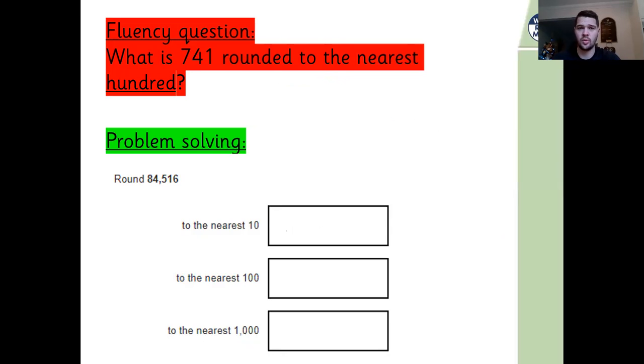What is 741 rounded to the nearest 100? As a quick fluency, and as a problem solving, you've got rounding 84,516 to the nearest 10, 100, and 1,000. So think carefully about which digit you're going to be circling and which one you're going to be underlining in there.